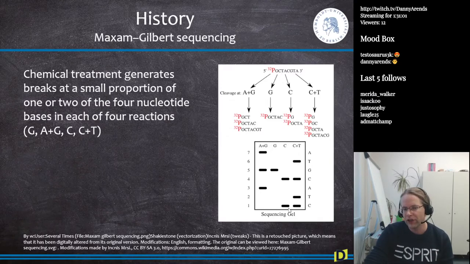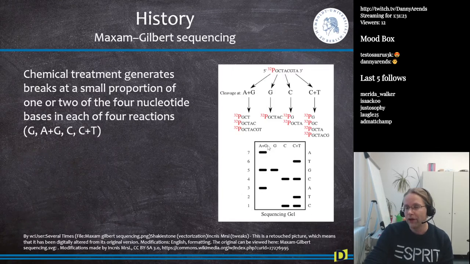But what we can see is that indeed, using this technology, using these four cup reactions and having four different chemicals, which either cut at two base pairs or at one base pair, we can figure out the sequence, right? So we can see that the first base pair is a C, the second base pair is a T, the third base pair is an A.